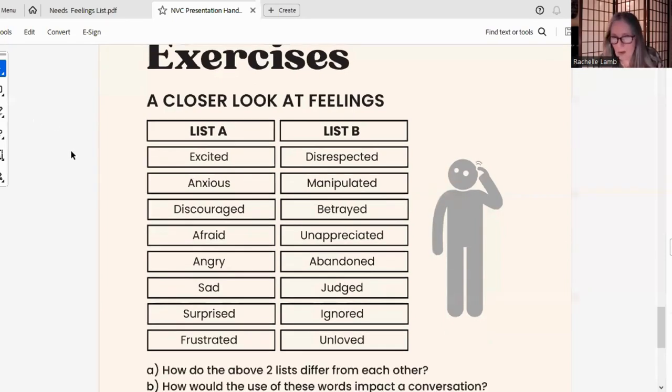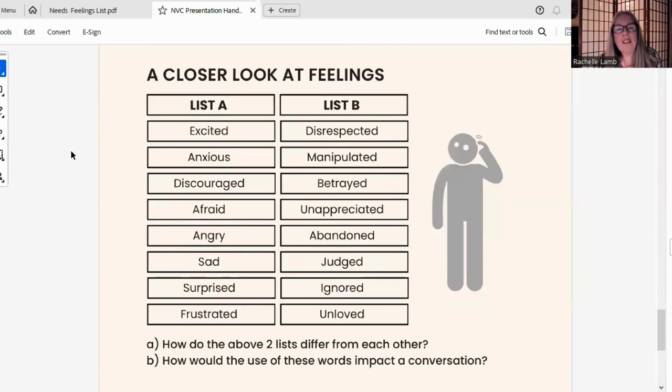So super important when we're describing feelings that we actually describe feelings and not how we believe others are treating us. Now, in the handout of feelings and needs, you will see there's a box at the bottom of the page that has a more extensive list of list B types of words. You know, I feel abandoned, I feel put down.